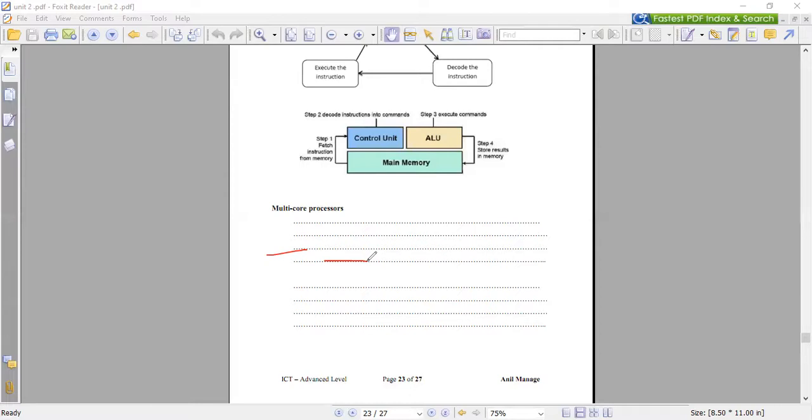Therefore, the single processor can run multiple instructions on separate cores at the same time.